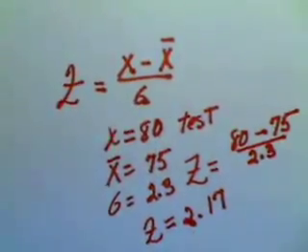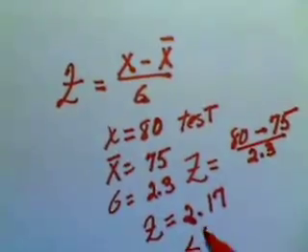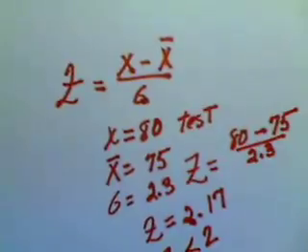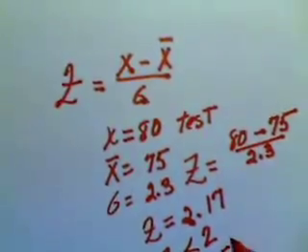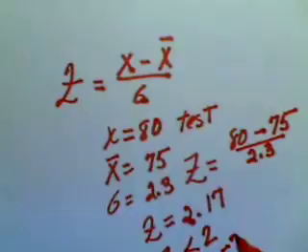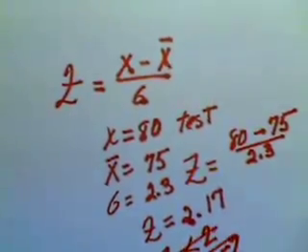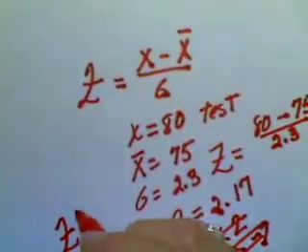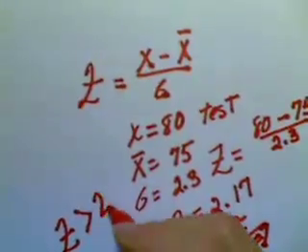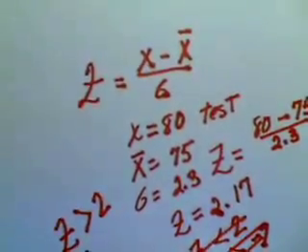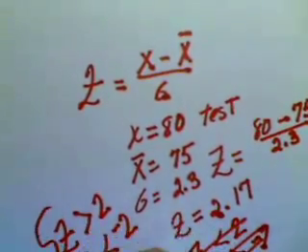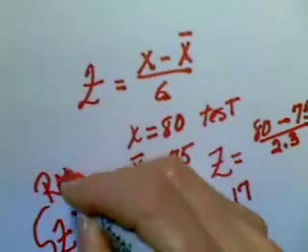Any z-score that is less than 2 or greater than -2, I've got that totally backwards. Any z-score that is greater than 2 or less than -2 would be a rare event.